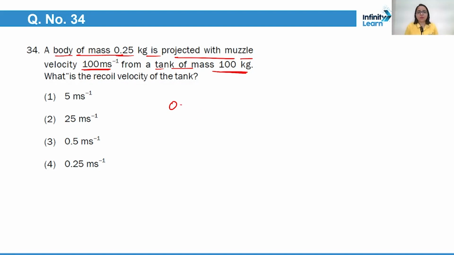So momentum of the body is 0.25 into 100, and that is equal to 100 into V over here. I'm just writing the magnitude here. So V will be 0.25 meter per second. So recoil velocity will be 0.25 meter per second, which is option 4.